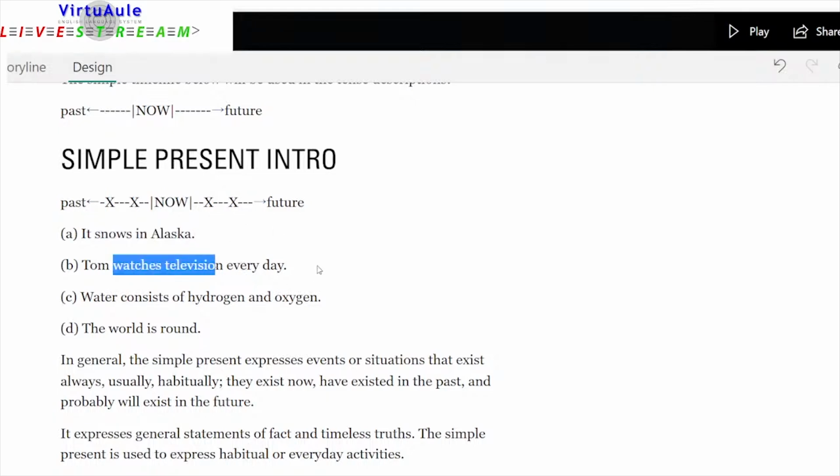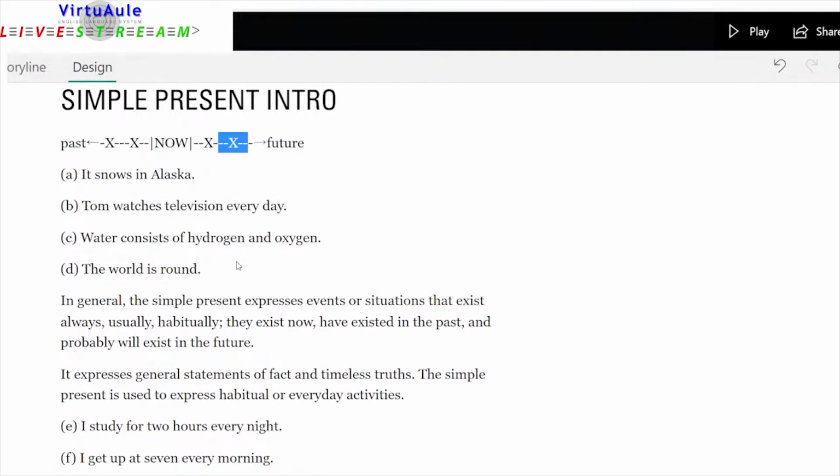Tom watches TV every day. Okay, every day, you could just imagine those X's to be every day. He watches television. Water consists of hydrogen and oxygen. That always happened, and it will always happen. So that's a fact. The world is round is also a fact.